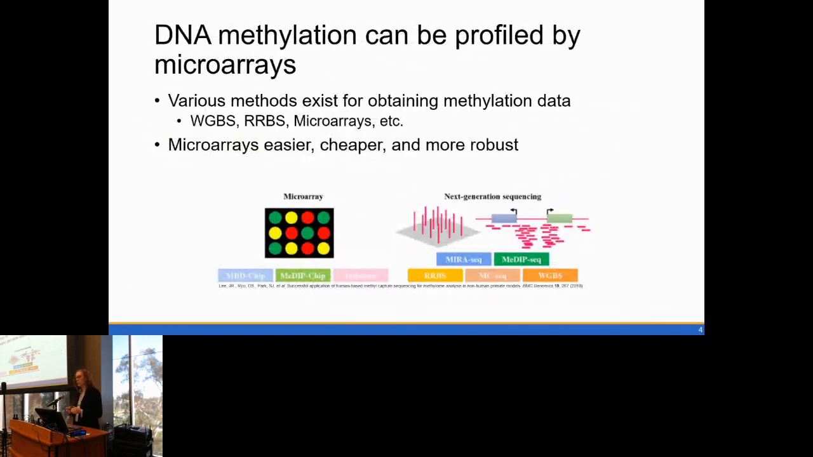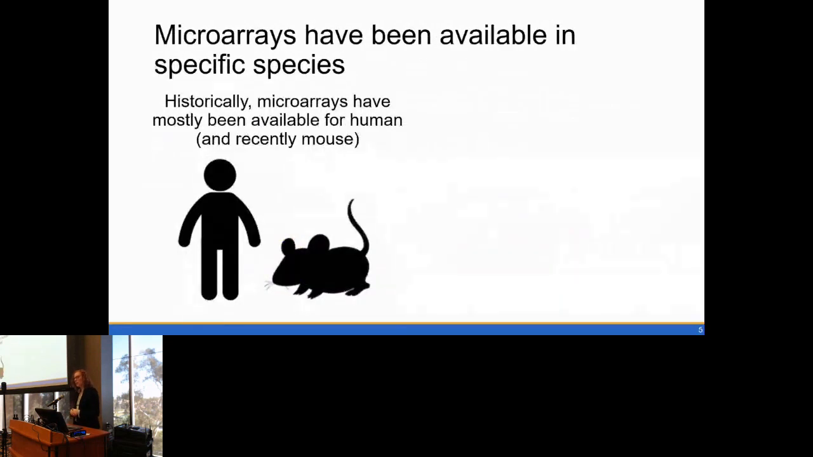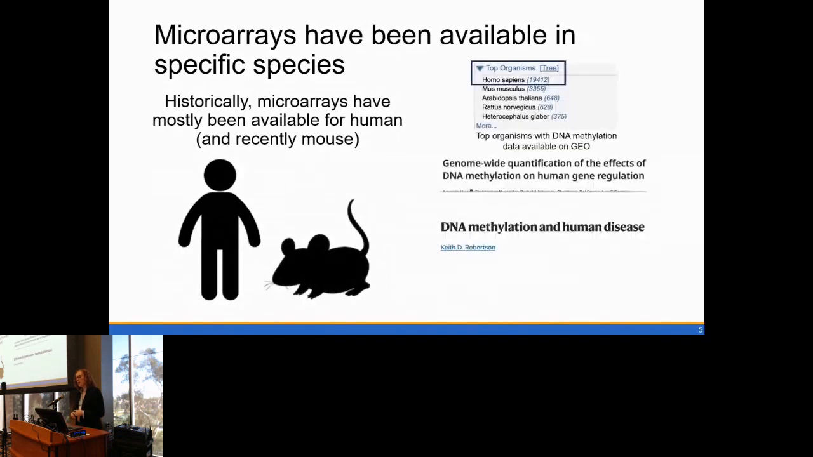Various methods exist for profiling methylation data, from sequencing-based methods to microarrays for specific regions of interest. Despite microarrays covering less of the genome, they still provide an easier and more robust data collection method, and thus are still widely used in epigenetic studies. Historically, microarrays have primarily been available for human and mice. This technical limitation has contributed to a strong emphasis on the study of methylation in humans as opposed to other species.